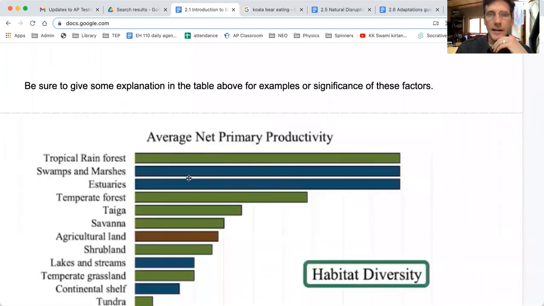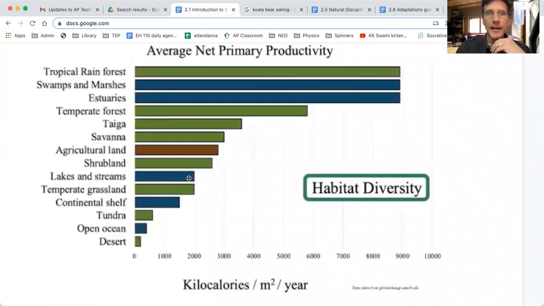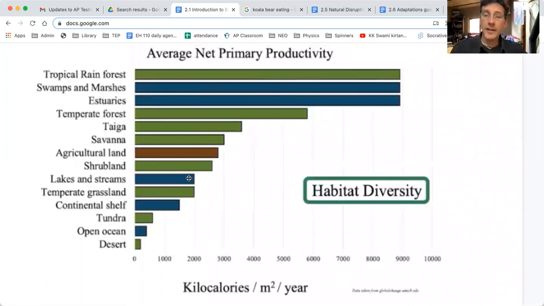Now going to this idea of net primary productivity and habitat diversity. So we tend to see greater habitat diversity in rainforests or in tropical areas in general. Well, I shouldn't say in general, but we see it in the rainforest for one, because you have a lot of vegetation there. And generally speaking, in areas where you have more vegetation, you're going to have more habitat diversity.